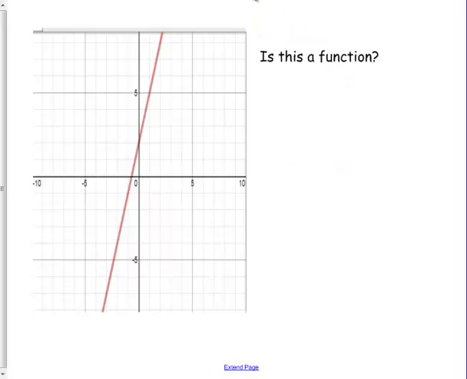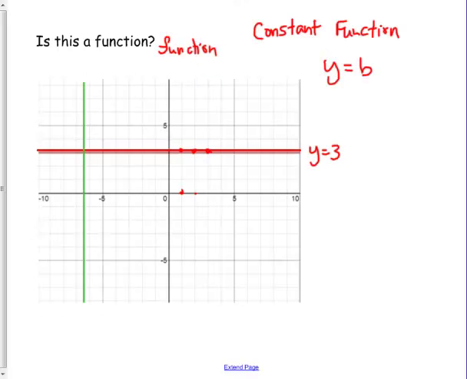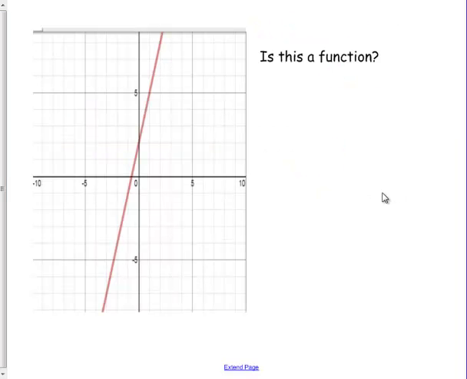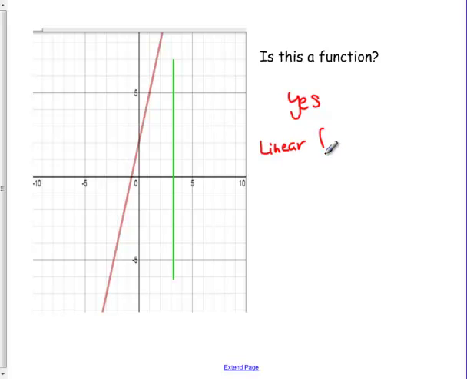How about this? Is this a function? Well, let's grab our little green line and let's pass it. And is there any place where the green line is going to cross the red line more than once? Nope. So this is a function. And in fact, this is called a linear function. You learned this back in Algebra 1. y equals mx plus b.